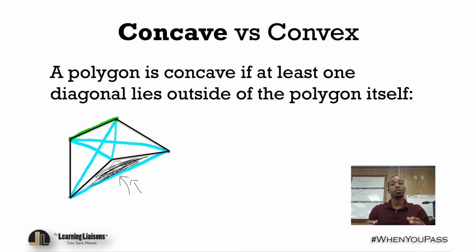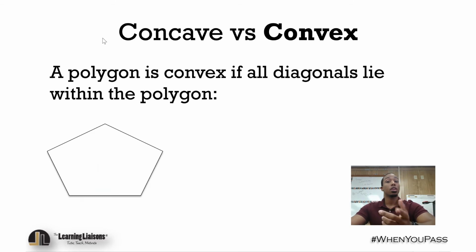It'll be convex if all diagonals lie within. If even one diagonal is outside, then it's concave. If all of them are inside, convex. Can't say it enough. So we'll go for an example for convex as well. Let's change the thickness here and move right along. So convex. Again, if all of the diagonals lie within the polygon, then we're good. It's convex.